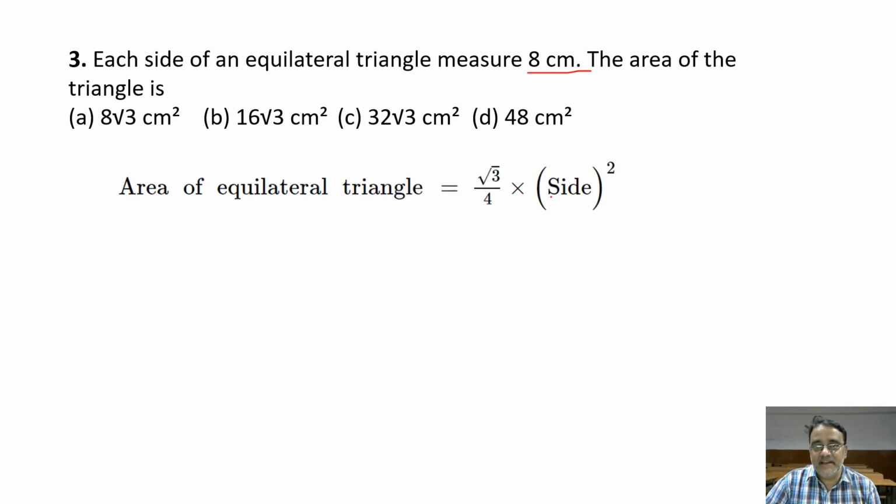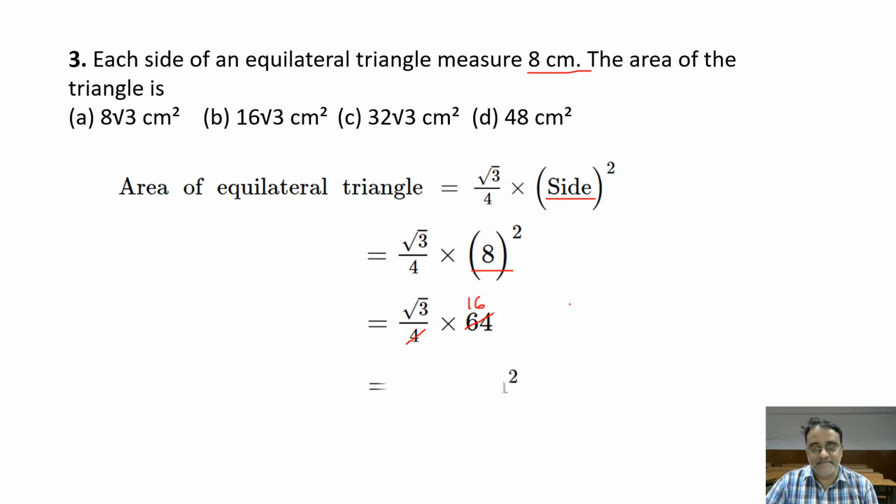And side is given 8, तो ये 8 square हो जाएगा. And 8 square is 64. 64 we can cancel it by 4. So we are getting 16 root 3. 16 root 3 centimeter square. So the correct option, oh sorry, so the correct option is Option B. Option B, right? So now we are moving toward question number 4.